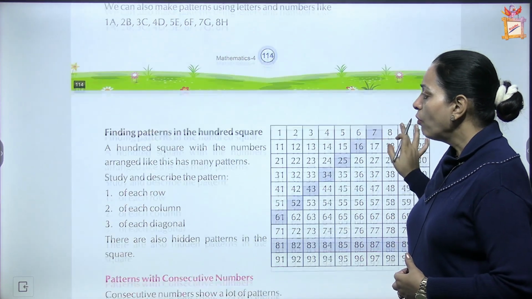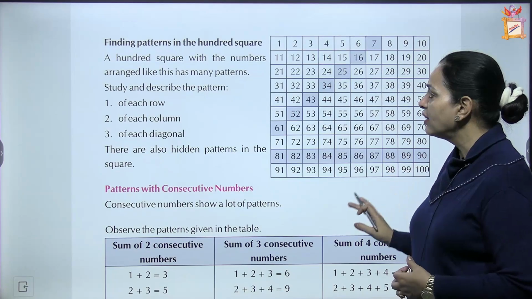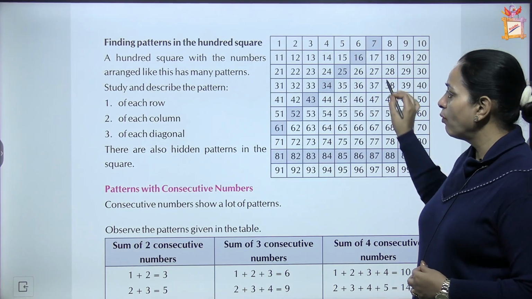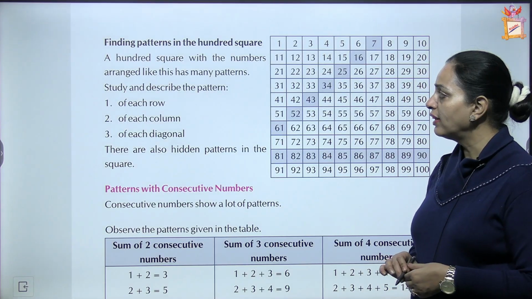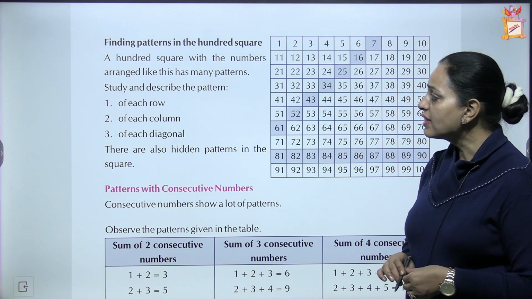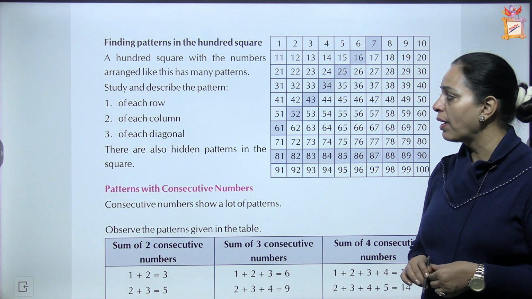Okay, now finding patterns in the 100 square. Like here we have 1 to 100 numbers. The 100 square with the numbers arranged like this has many patterns. Study and describe the pattern.